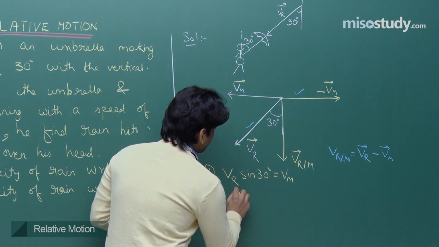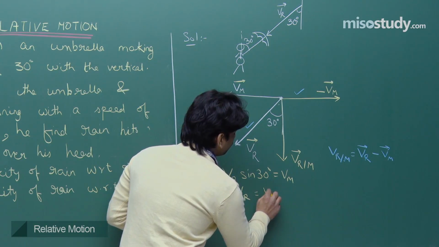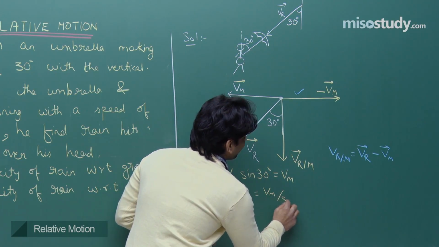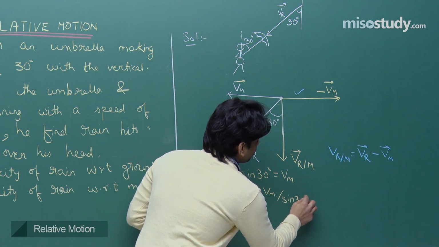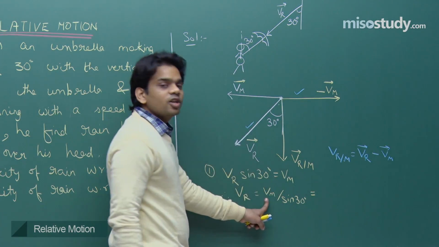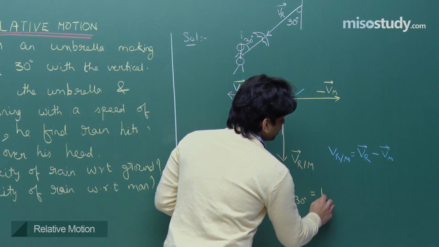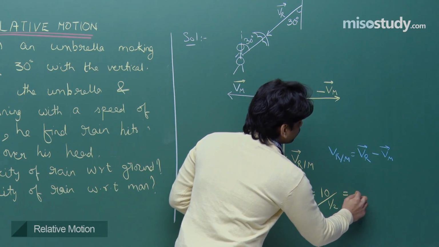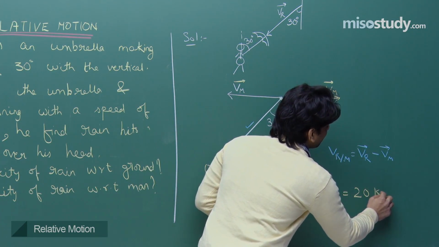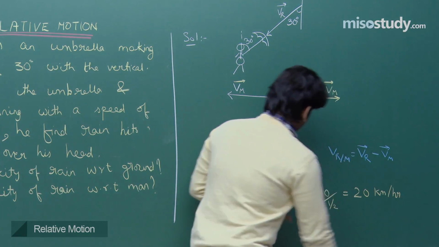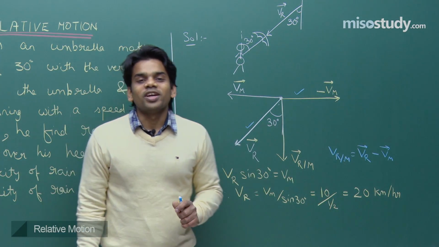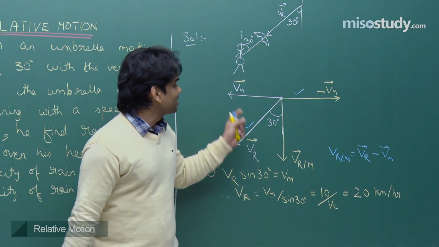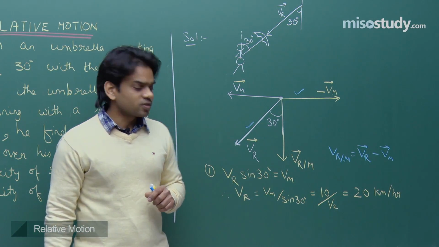Therefore Vr will be equal to Vm divided by sine 30 degrees. Vm is 10 km per hour, and sine 30 is 1 by 2, so 10 into 2 you will get 20 km per hour. That is the velocity of rain with respect to ground, as we have marked this as Vr. We got the first information.